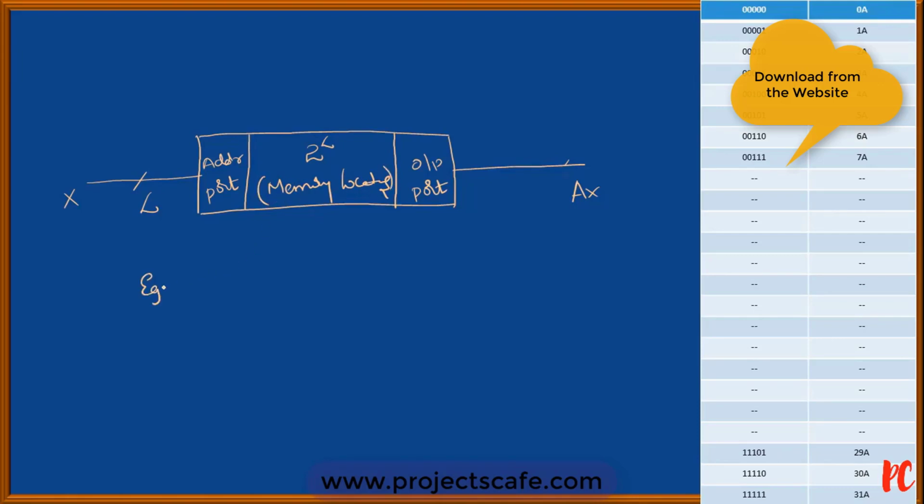So, let me take the input 01011, which is 5 bits. The total number of memory allocations will be 2 to the power 5, which is 32 different memory locations to be allocated. That is what is mentioned here, starting with 1, 2, 3, 4, 5, 6, 7 till 31. This is the major drawback of using LUTs, that it occupies more size.